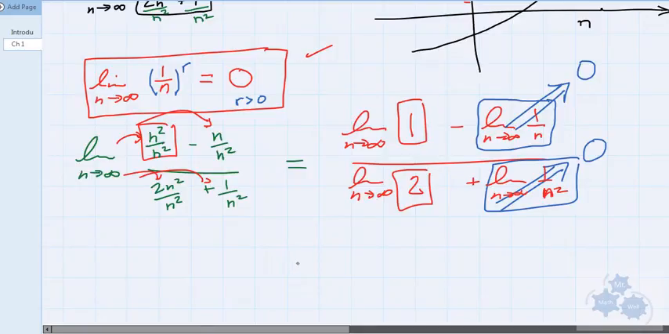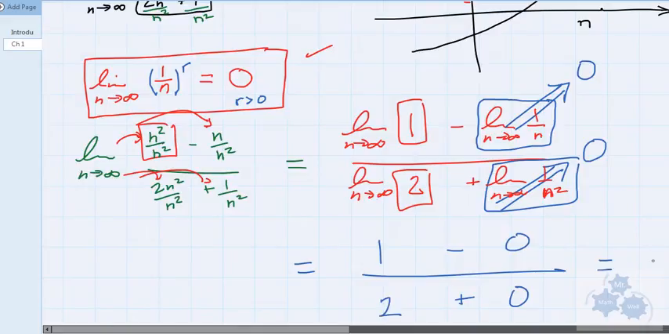So guess what? This is how we're going to simplify this down here. The limit as n approaches infinity of 1 is 1, minus, we said this was 0. The limit as n approaches infinity of 2, well, n doesn't affect 2, so it stays as 2 plus 0. So guess what? Simplify that. The limit is 1/2. The limit is 1/2.